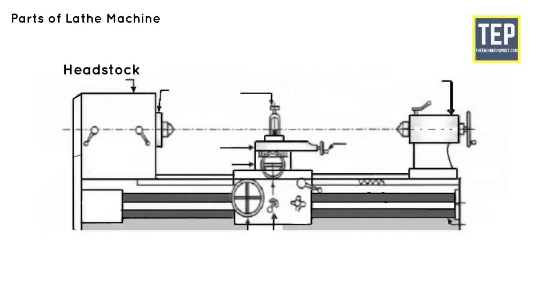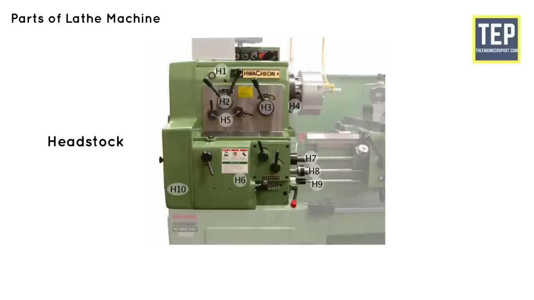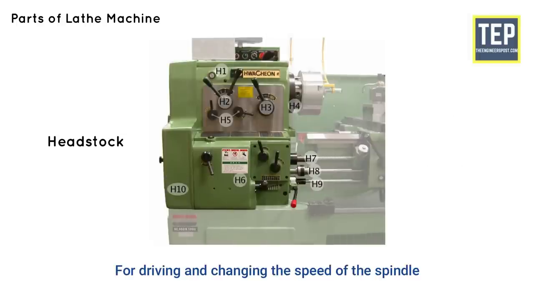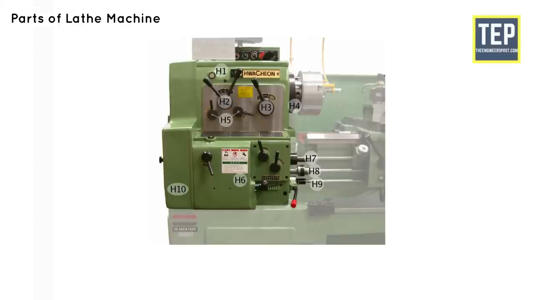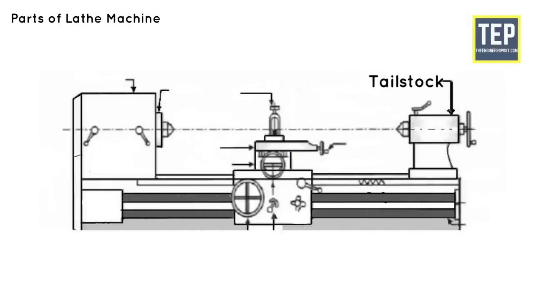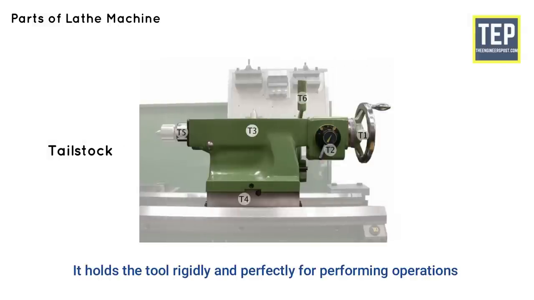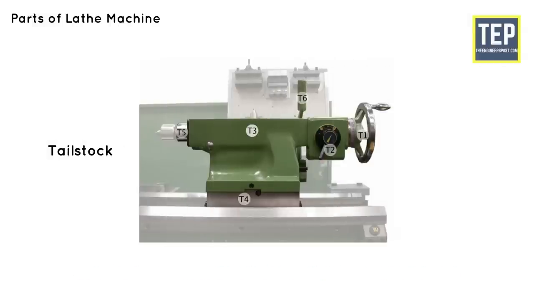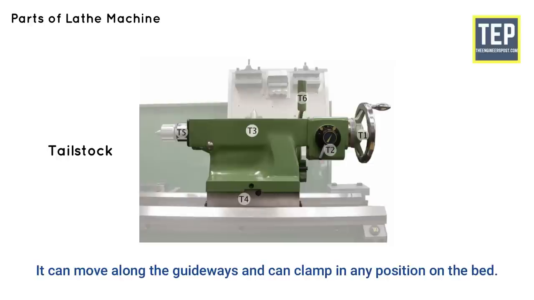Headstock is located on the left-hand side of the lathe bed. It has a hollow spindle and different types of mechanisms for driving and changing the speed of the spindle. Tailstock is located on the right-hand side of the lathe bed. The tailstock supports the other end of the workpiece when it is machined between two centers. It holds the tool rigidly and perfectly for performing operations, and it can move along the guideways and can be clamped in any position on the bed.